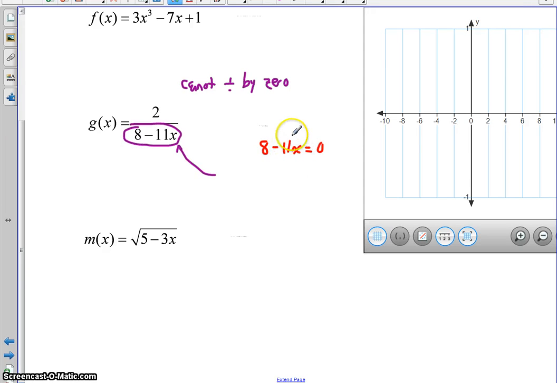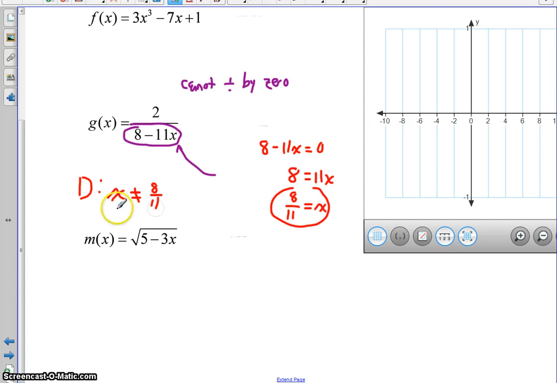Okay, and then I can just solve for x. So if I add 11x to both sides of the equation, I get 8 equals 11x. So x equals 8 over 11. So what that's telling me is if I put x equals 8 over 11 into this function, my denominator will become 0. So I'll have 2 divided by 0, which I know can't happen. So my domain here is that x cannot be equal to 8 over 11.